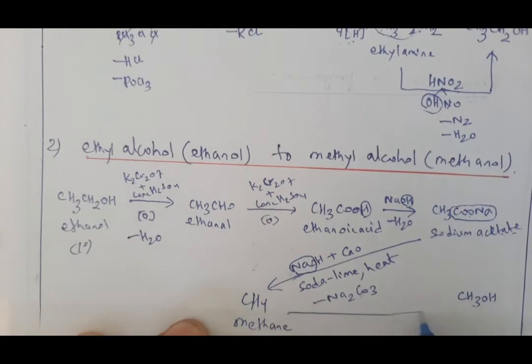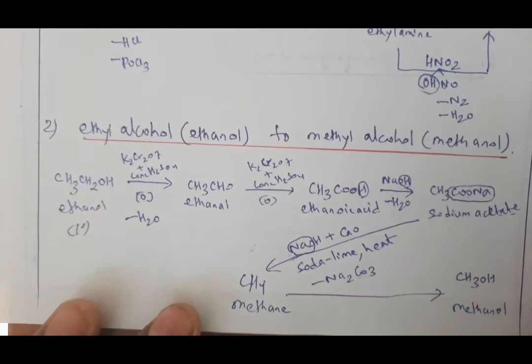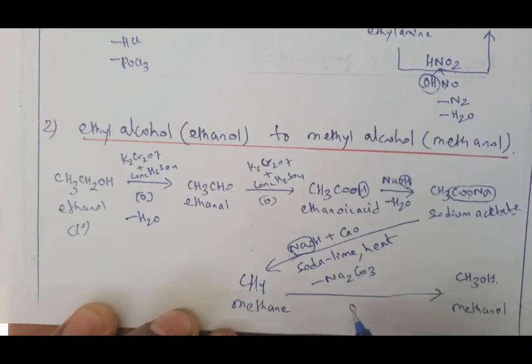Now how to convert methane to methanol? When you convert methane to methanol, that is methyl alcohol, here is CH4, and here is also CH4 in total. Here there is no oxygen, but here there is one oxygen. That means I have to add one oxygen. Adding oxygen is called oxidation. So I have to do oxidation of methane. When I oxidize methane, CH3OH will give you methyl alcohol. So methane on oxidation gives methanol.